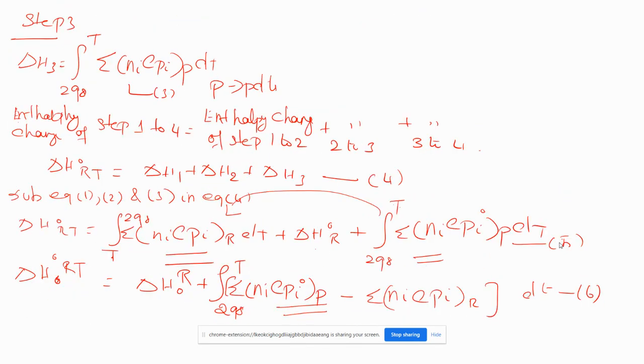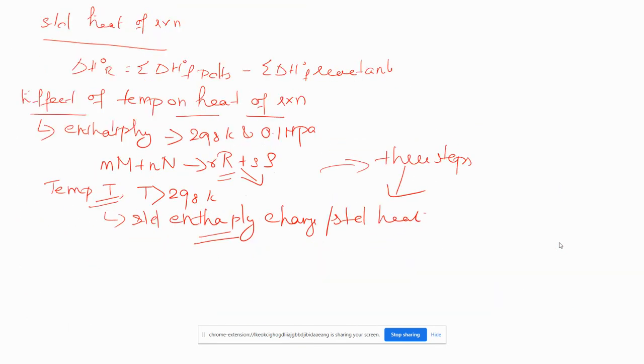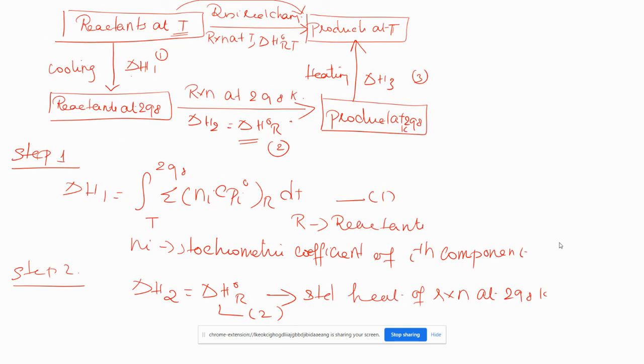Okay, so once again I repeat. The effect of temperature on heat of reaction we have studied. For this we have considered the reaction mM plus nN gives rR plus sS. We have taken three steps. The first step is the reactants are cooled from temperature T to 298 Kelvin, and the enthalpy change has been written.